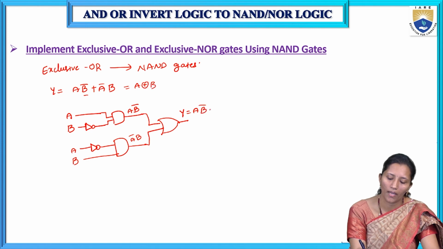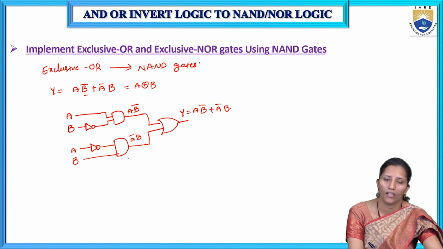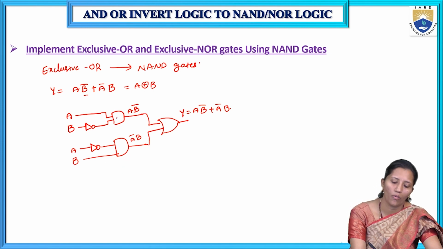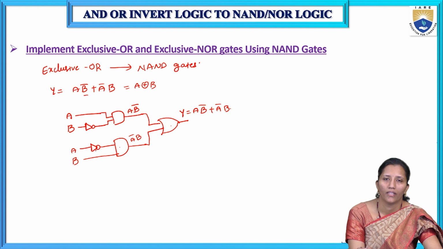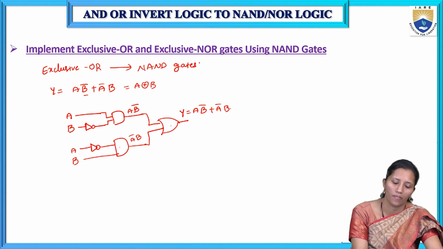Okay, that is AB bar plus A bar B. So in this Boolean function, if we draw that logic circuit, here we have only AND or inverter. So we have to draw the Boolean function in terms of AND or inverter logic. First step.